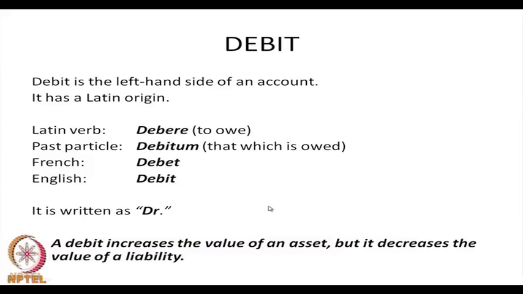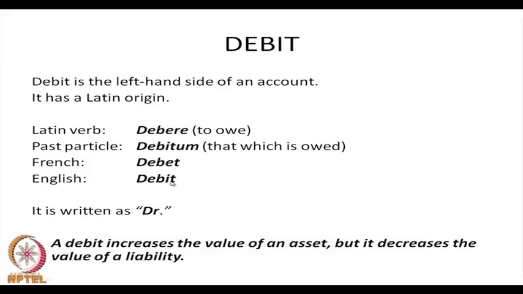Now, let us discuss the historical background for the word debit and for the short form Dr. The usual definition of debit is that it is the left hand side of an account. The word has a Latin origin. The Latin verb from which it is derived is debere, meaning to owe. Its past participle is debitum, that which is owed.